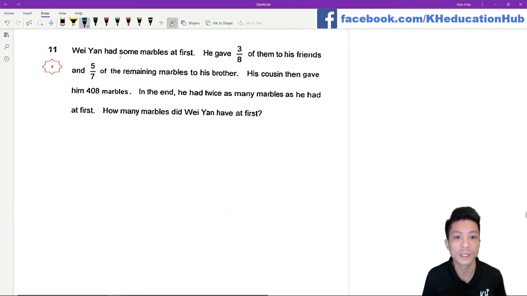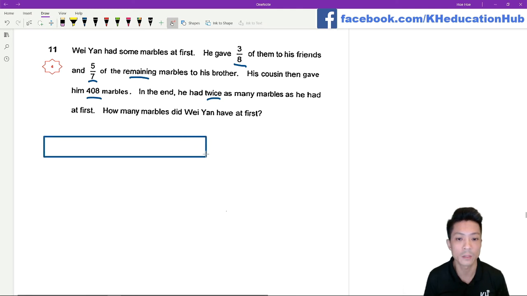Question 11. Wei Yan had some marbles at first. He gave 3 over 8 of them to his friends and 5 over 7 of the remaining marbles to his brother. His cousin then gave him 408 marbles. In the end, he had twice as many marbles as he had at first. How many marbles did Wei Yan have at first? We're going to draw a model for this. He gave 3 over 8 of them to his friends. So I'm going to draw a block which represents the number of marbles he had at first, cut it into 8 blocks, which means that these were given to his friends.